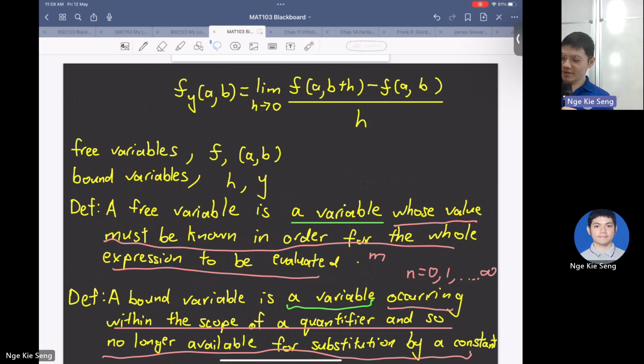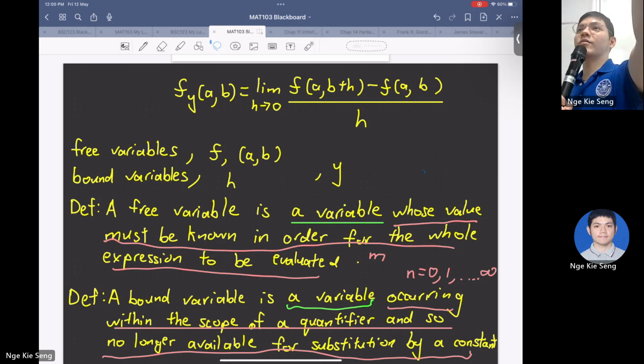So y is a bound... How about we decide whether y is a bound variable or a free variable? Let's decide bound or free. So y is a bound or free variable. Let's decide, even using these two definitions here. Bound or free? Who supports free? Why is it free?